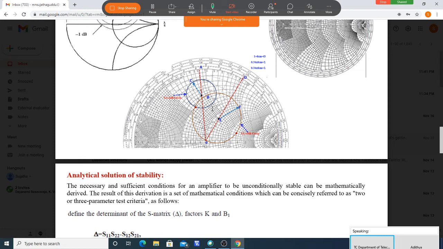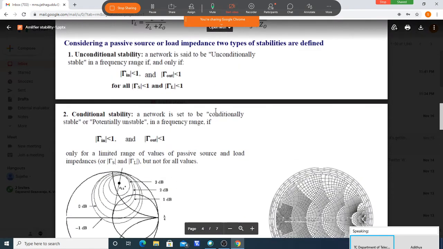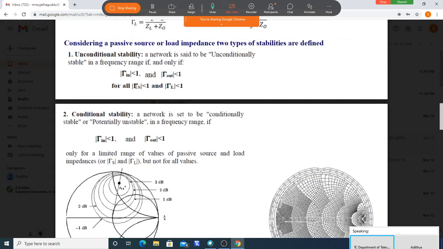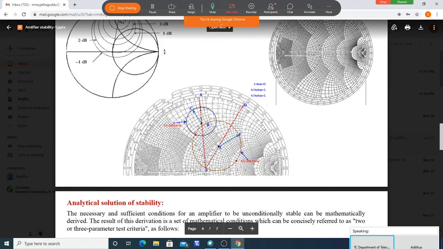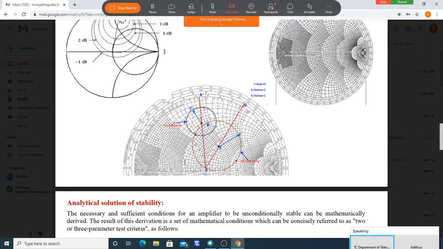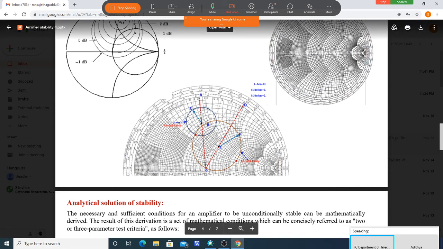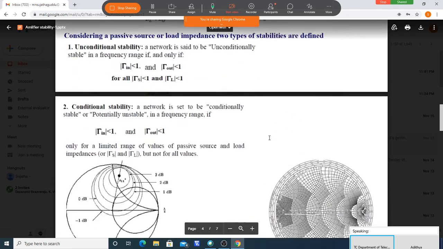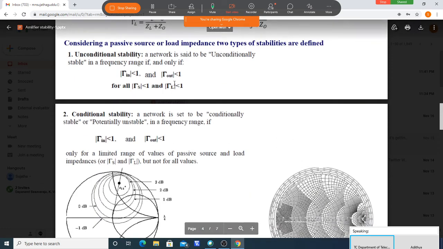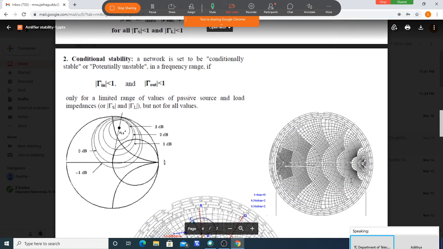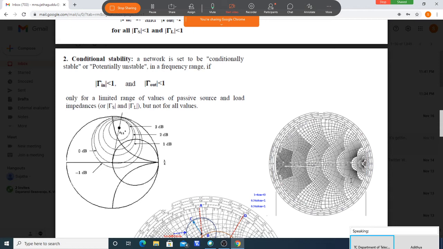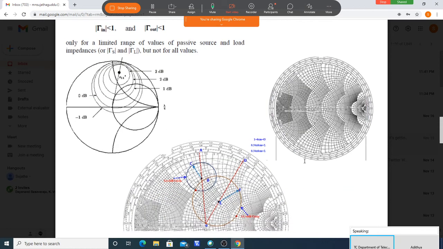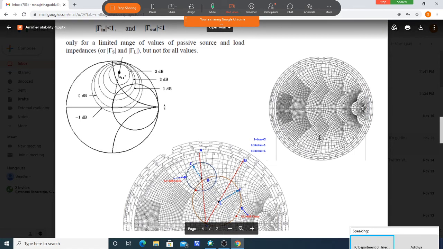For some active devices, you will observe you can take any value of ZS or any value of ZL on the Smith chart. It may be over this circle or over this circle, or any value over this impedance chart. Always this Γin and Γout remain lesser than 1. You can take any value, based on the device. For that active device, you can take any value over this as a ZS or a ZL.